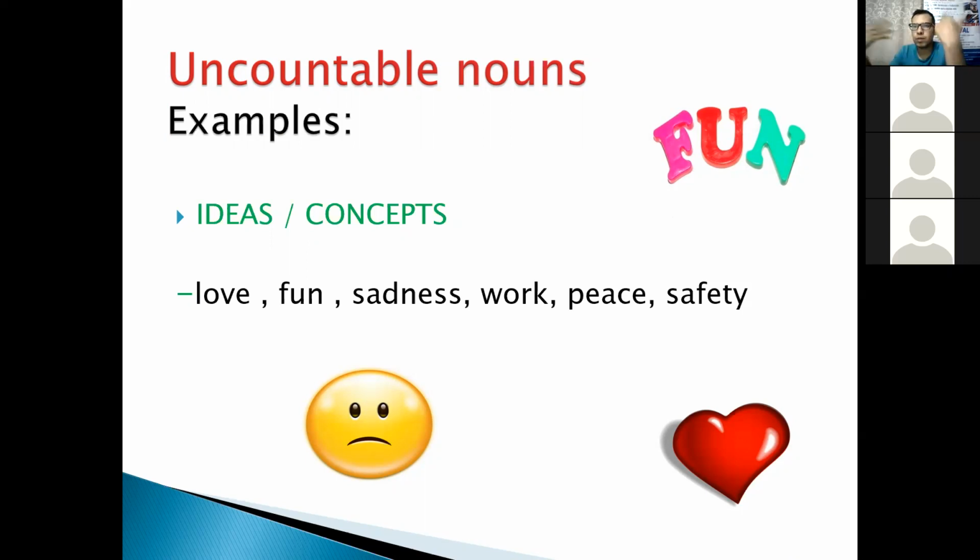And also we need to understand that with these uncountable nouns, we never use plural forms. We never ever use plural forms with these ideas or concepts. Okay? We never say loves or funs or sadnesses or works or pieces or safeties. That's not correct in English.